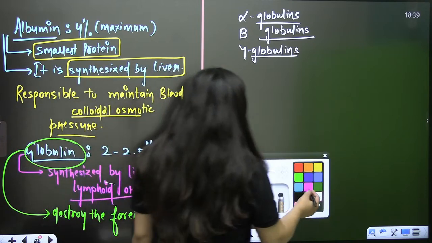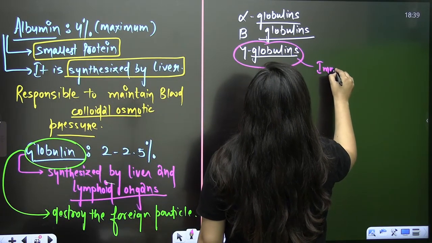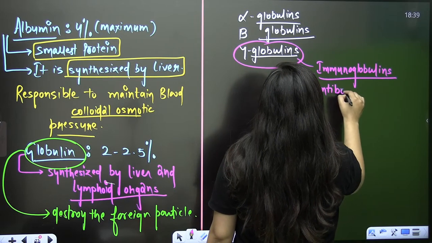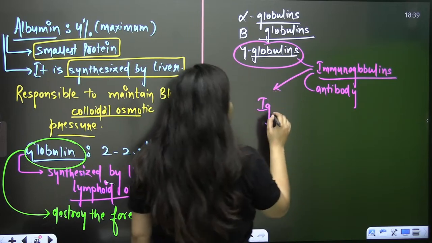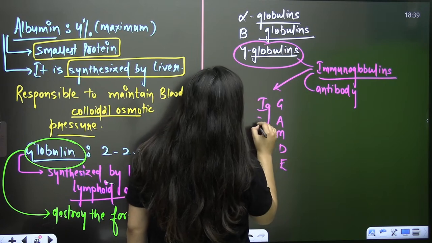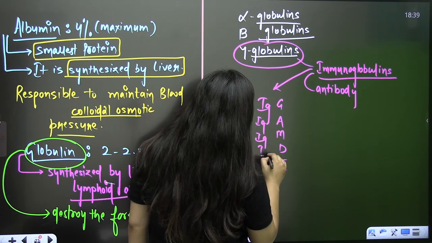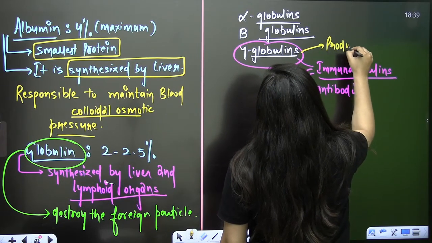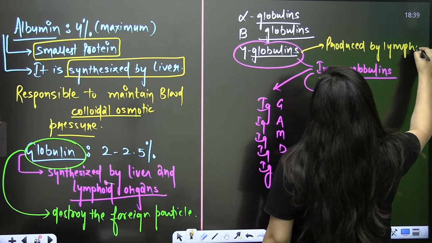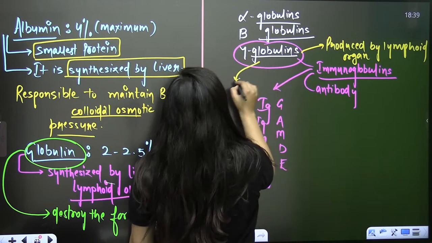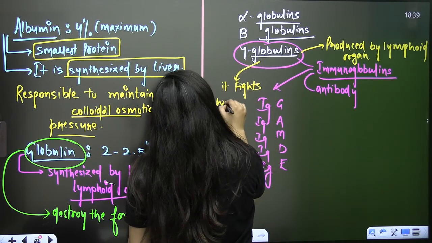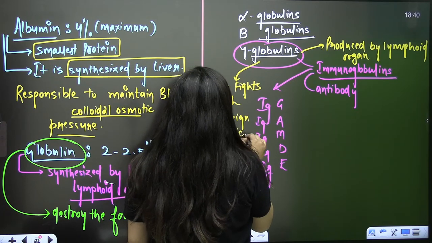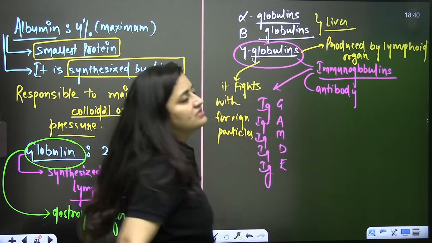So the immunoglobulins that we discuss, I hope you all know about them, right? We also call them antibodies, isn't it? That is antibody, immunoglobulin, so Ig it is. Remember, there are different types of immunoglobulins: IgA, IgM, IgG, IgD, IgE. So this gamma globulin majorly is the one which is produced by lymphoid organs, and it fights with infection, with foreign particles. Done, bachche? So that's their role. They are basically produced by the liver. So this is about the globulins, right?